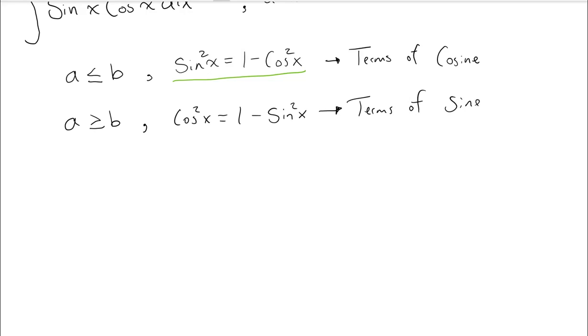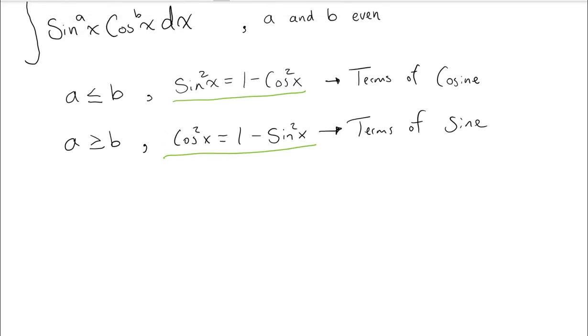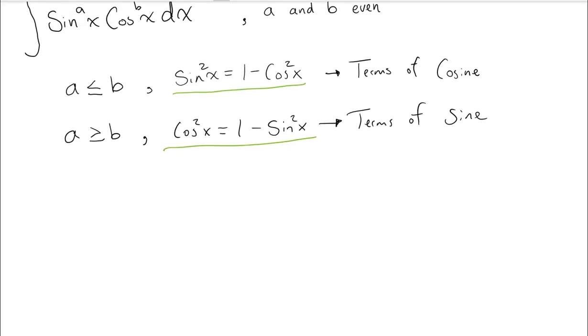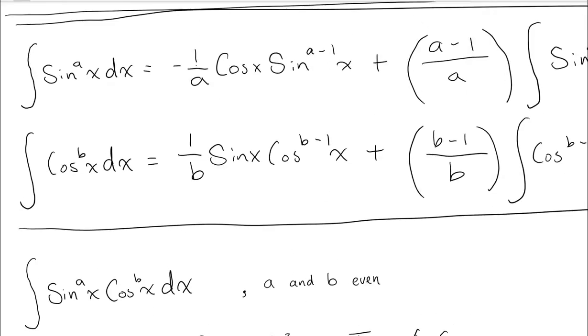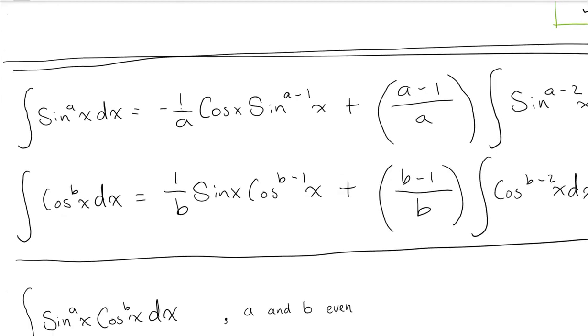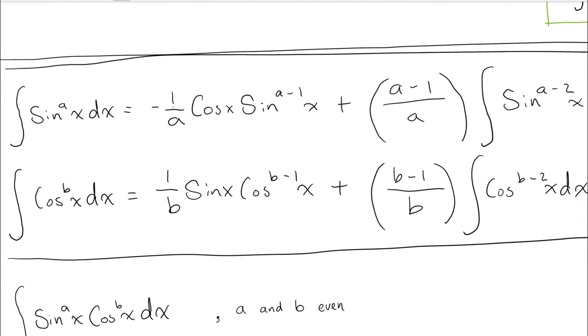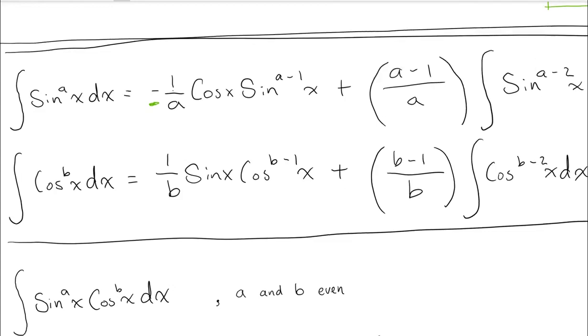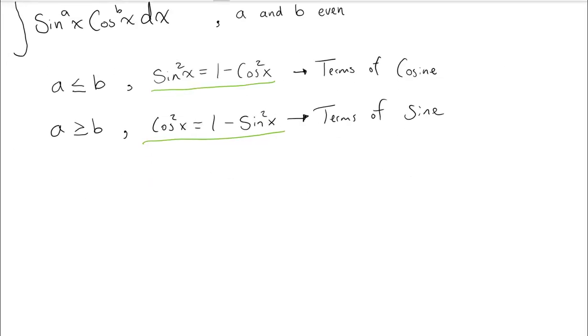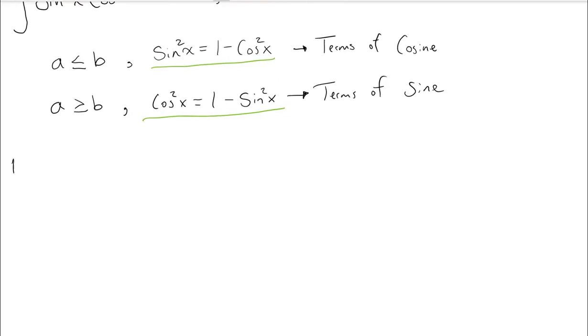Now in the case that they are equal to each other, and that's why I included the less than or equal or the greater than or equal, it's probably best to write these integrals in terms of cosine, because the reduction formula for cosine was actually simpler than the reduction formula for sine. If you see right here, the reduction formula for sine has a negative in front of the first term, whereas the reduction formula for cosine was positive. So it'll just make things slightly easier for us. But let's look at an example.